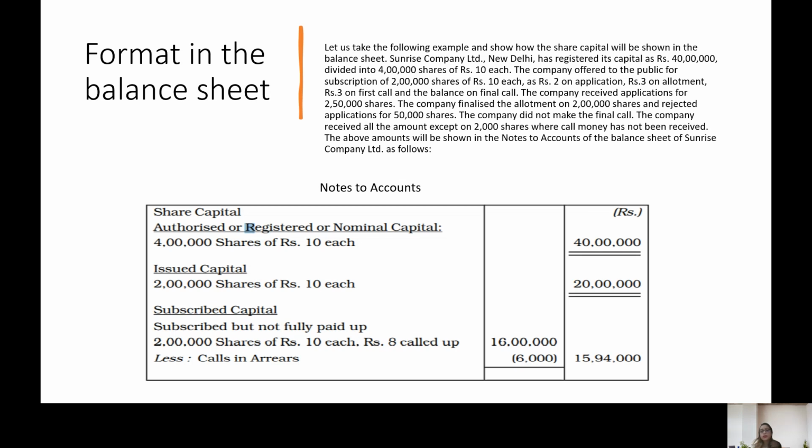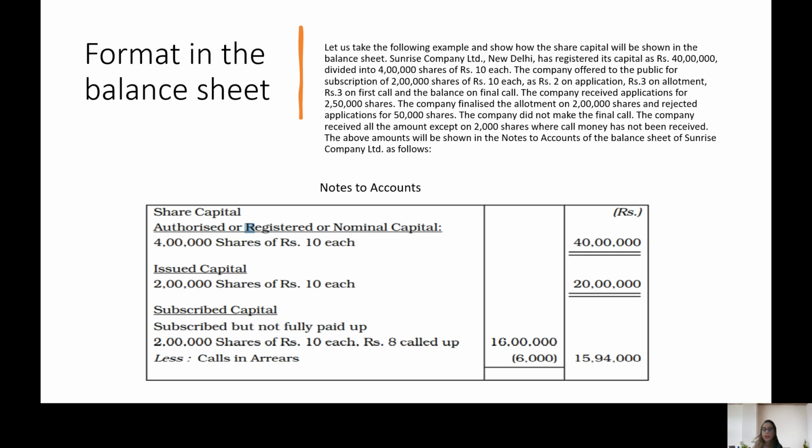So share capital, authorized share capital, which is 4 lakh shares of rupees 10 each, will be shown in the outer column, that is 40 lakh. Then out of the authorized, the company has issued only 2 lakh shares to the general public. That issued capital becomes 2 lakh shares of rupees 10 each, that is 20 lakh.